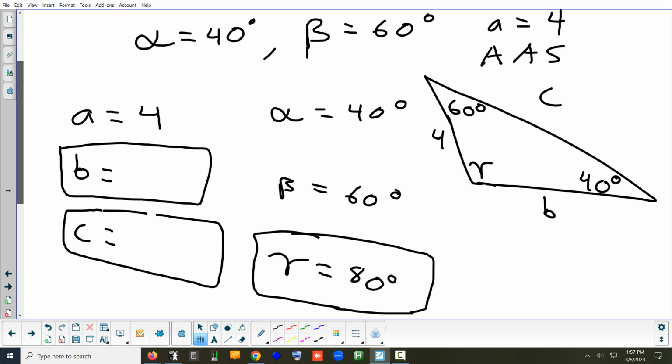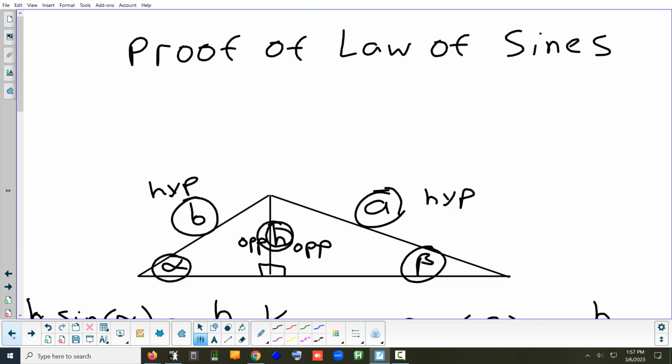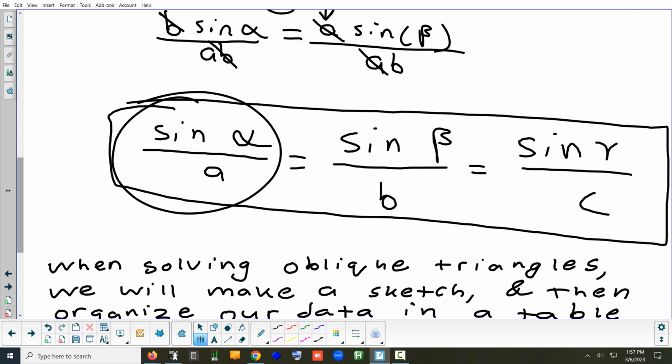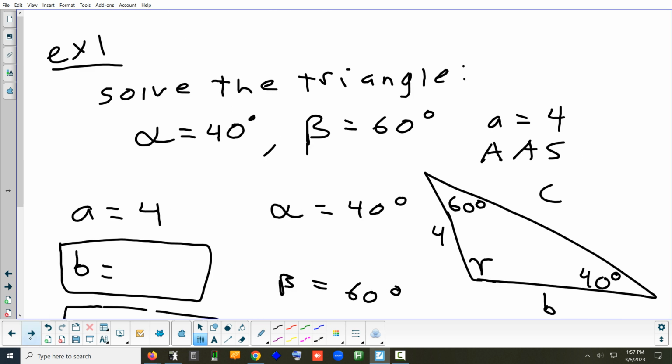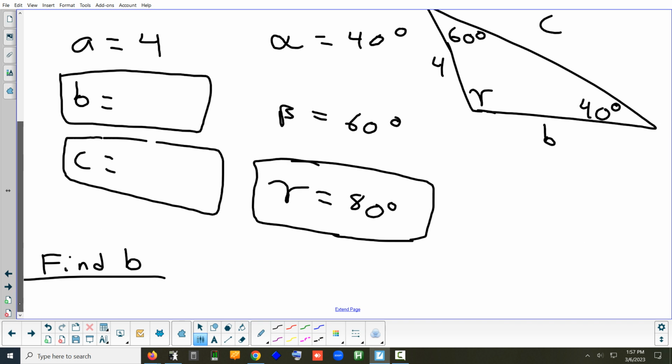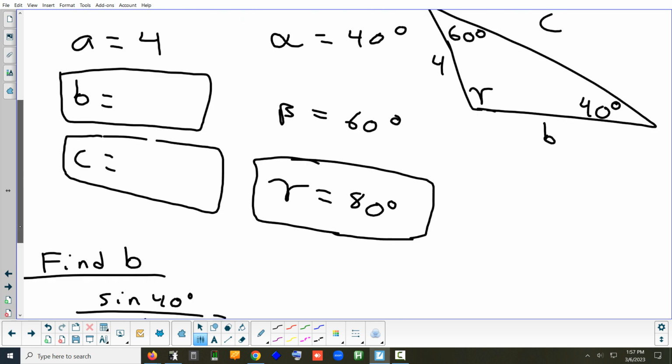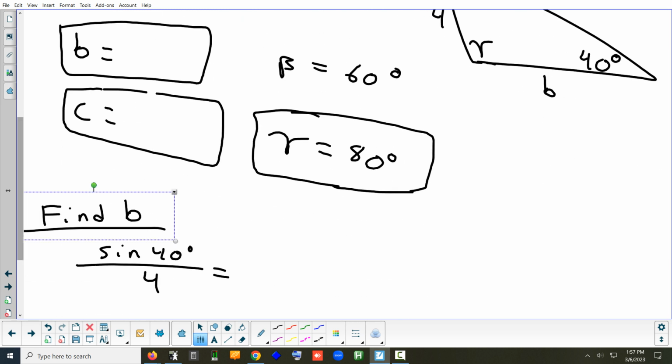So take the information from the top row and fill it in to this part of the law of sines. Fill in alpha, fill in A. So it's going to be sine of 40 divided by 4, equals. Now we're trying to find B.